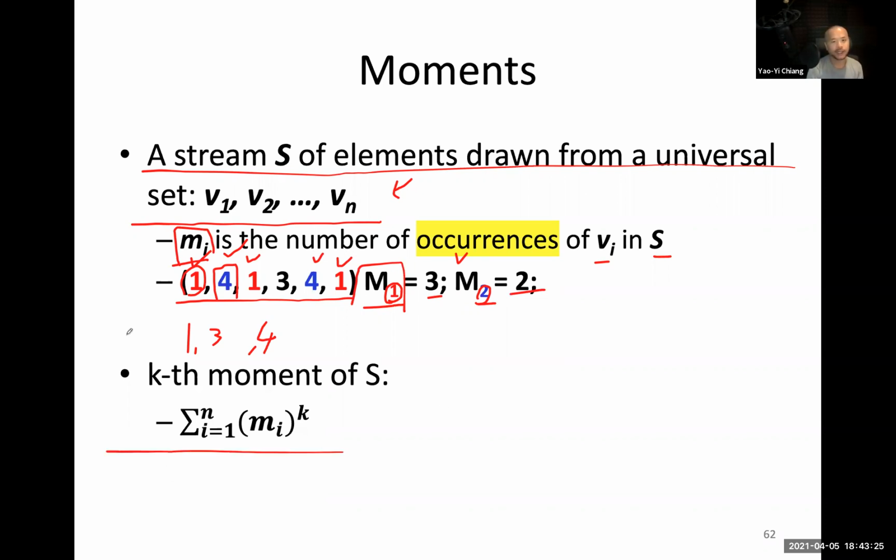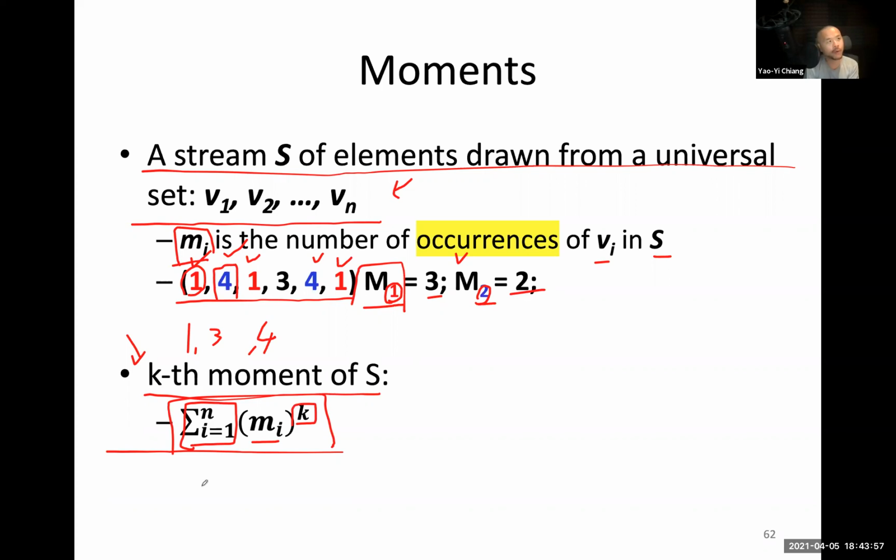We can define your moment. So for moments, we have kth moments of S. So kth moments of a data stream, and that k can be from 1 to a higher number. It looks like this. You just look at all the element types you can have in the universal set, and you add up all the values. The k is your power term here. But what does this mean?